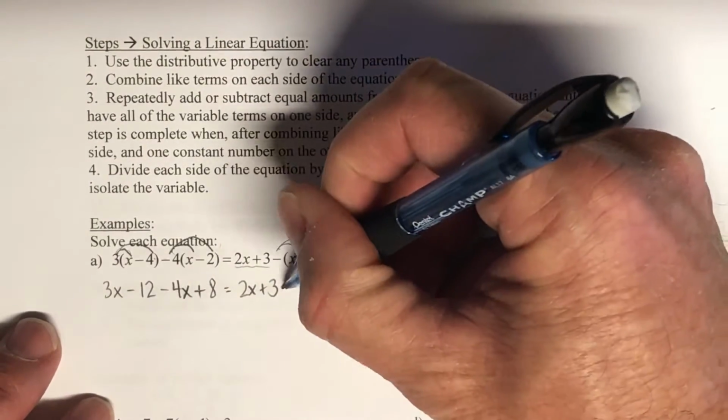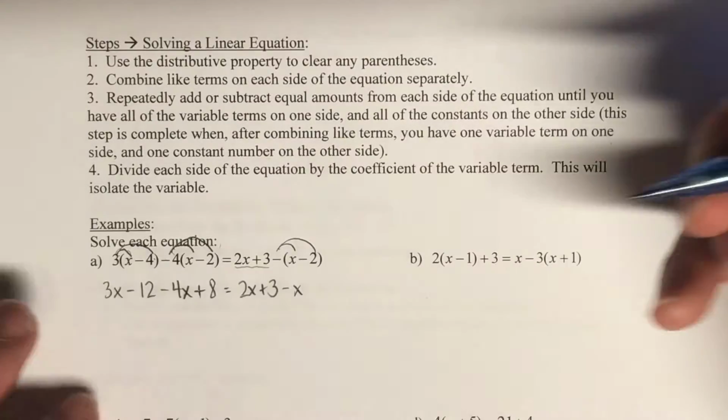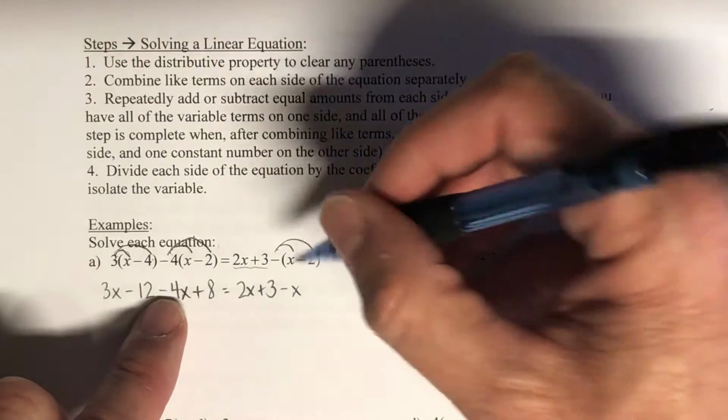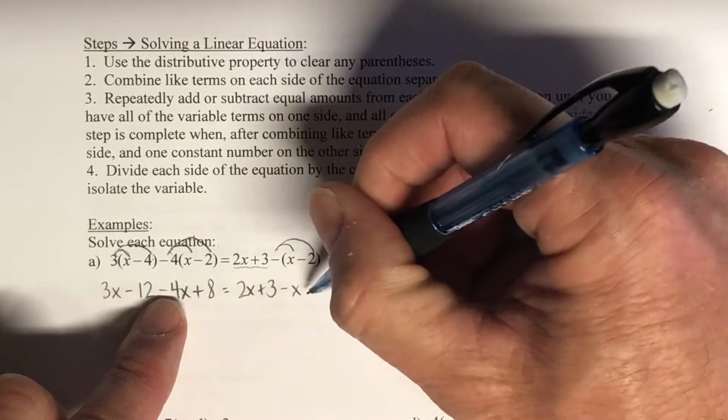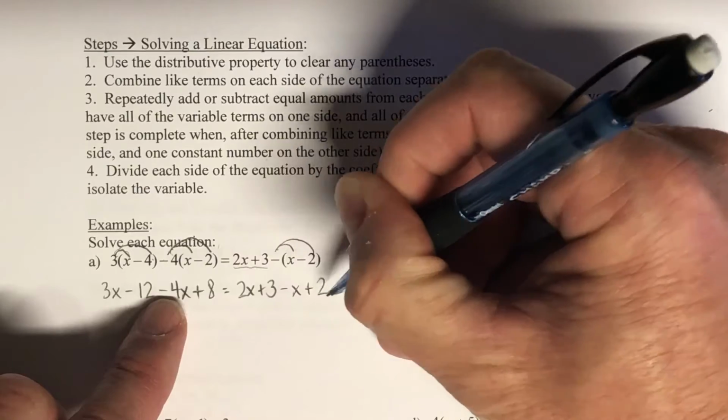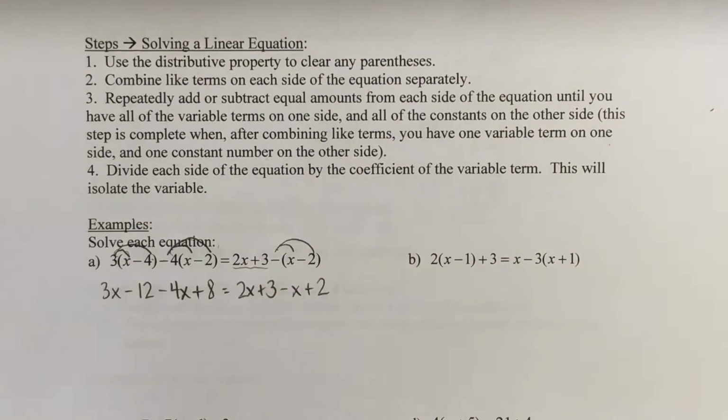Negative 1 times x is negative x. Just like we wrote down negative 4x, we bring down the negative x when we multiply. Negative 1 times negative 2 is positive 2. Put down the plus since it's positive.